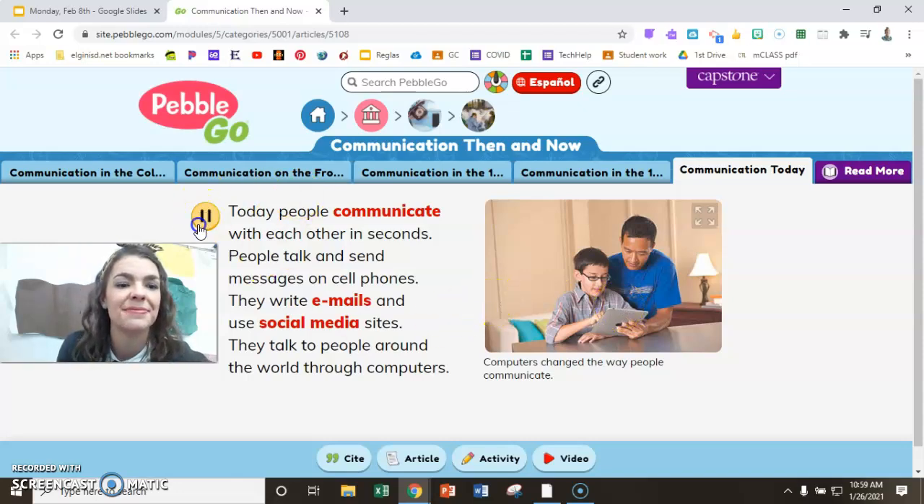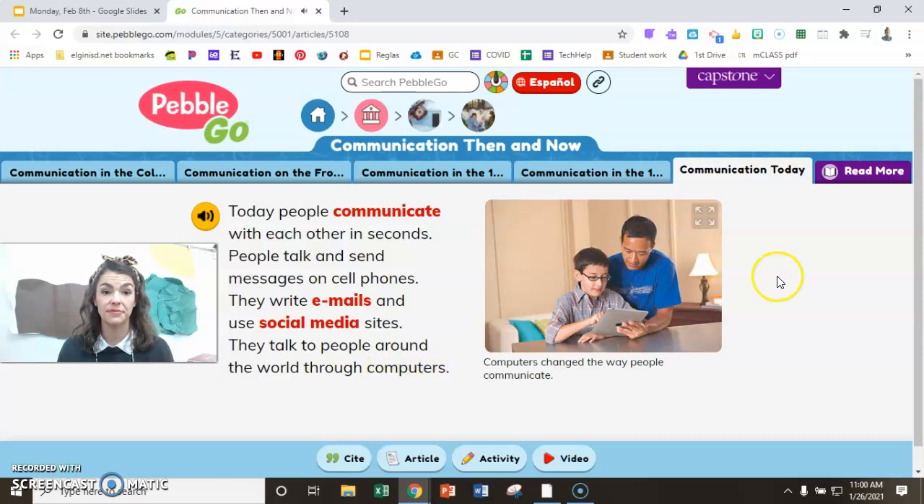Today, people communicate with each other in seconds. People talk and send messages on cell phones. They write emails and use social media sites. They talk to people around the world through computers.